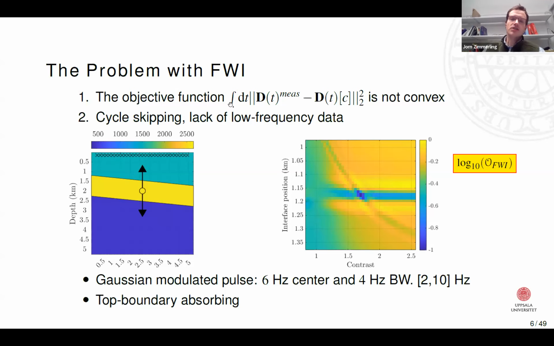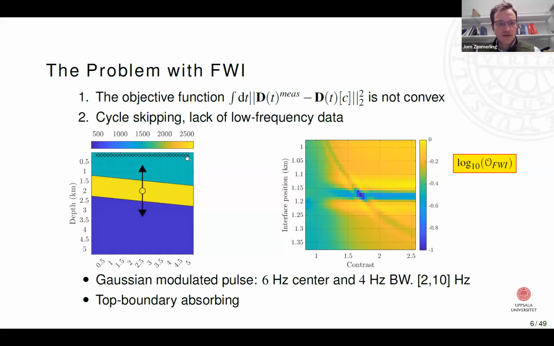So the objective function is just the data mismatch. Here I've rewritten this a bit. We have measured data, and this d of t of c is our modeled data. We integrate over time, and this objective function is not convex. So here we have a two-parameter problem.